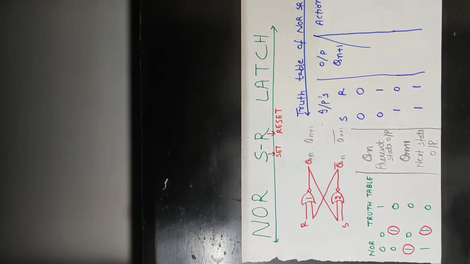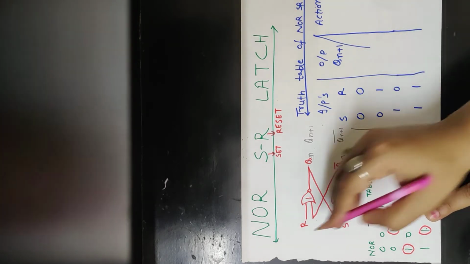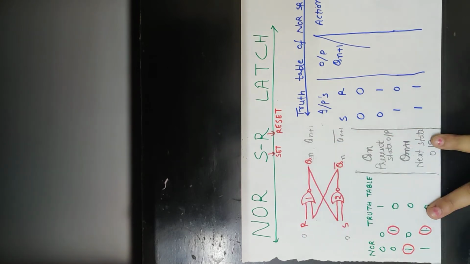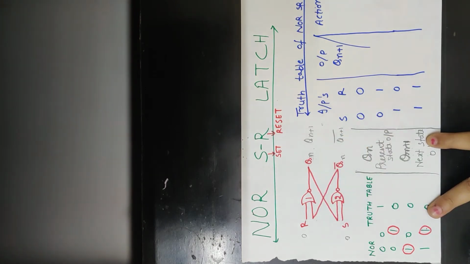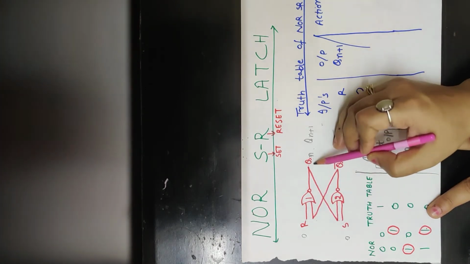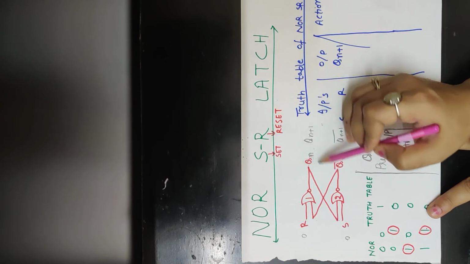So first we will start the working. We will start the working of this latch by taking the condition R is 0 and S is 0. Clear? If R is 0 and S is 0, we cannot conclude any output.